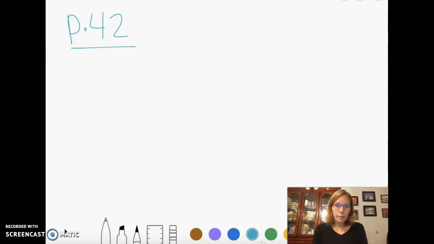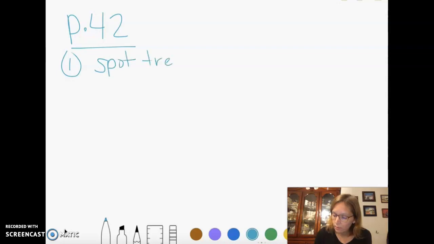All right, so we're talking about scatter plots today, and I'm just going to go through the questions on page 42 to help you get familiar with them. Number one says, list 3 ways a scatter plot can be used. 3 ways that a scatter plot can be used is to spot trends. We use them to draw conclusions. And we use them to make predictions.